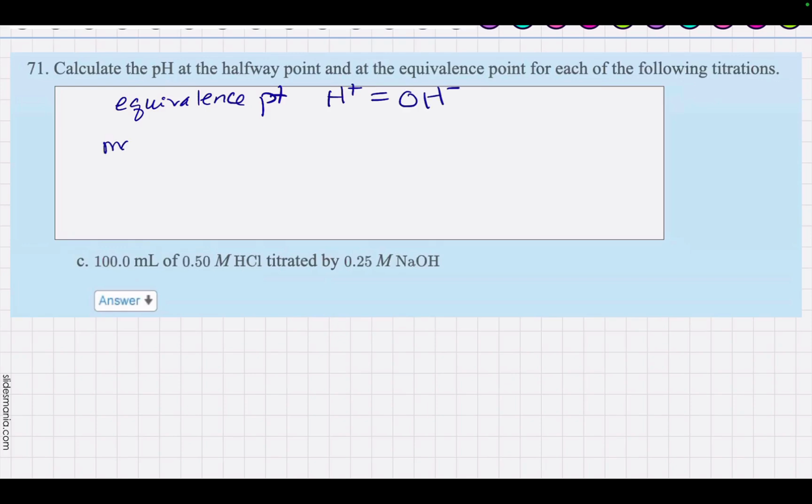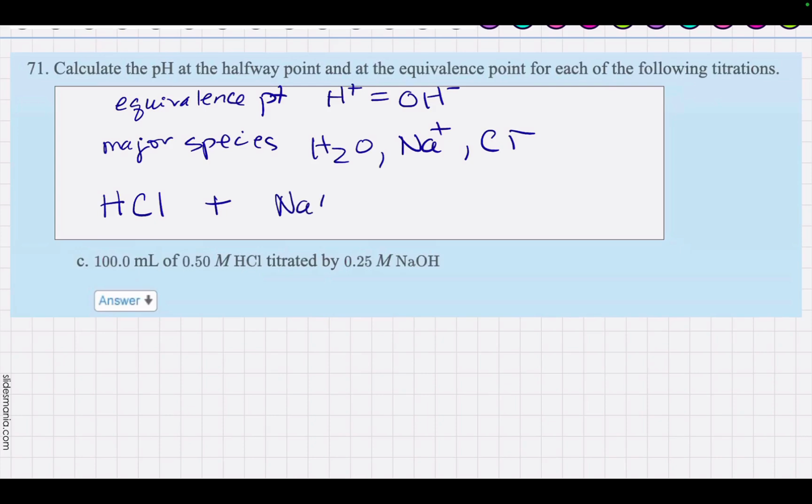So the major species that we're going to have are water and sodium and chloride ions. Maybe I should have done this before. The neutralization reaction is between hydrochloric acid and sodium hydroxide. So strong acid, strong base, salt plus water goes to completion. It's not a reversible reaction.